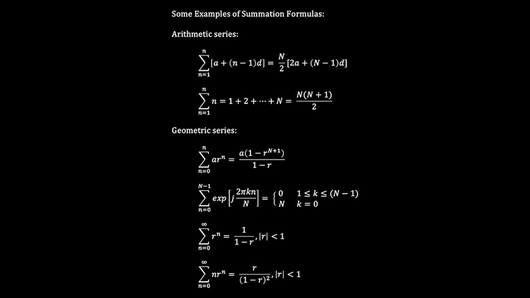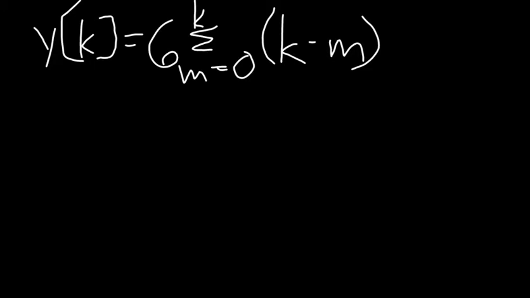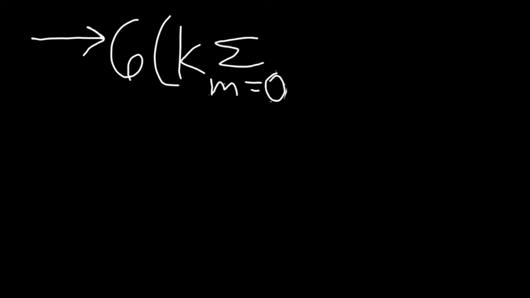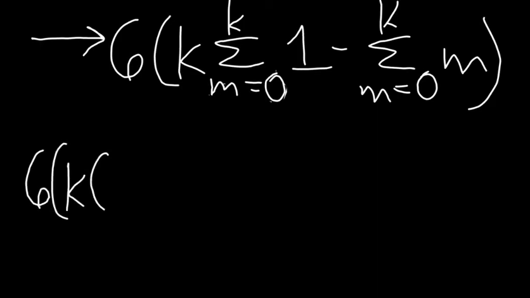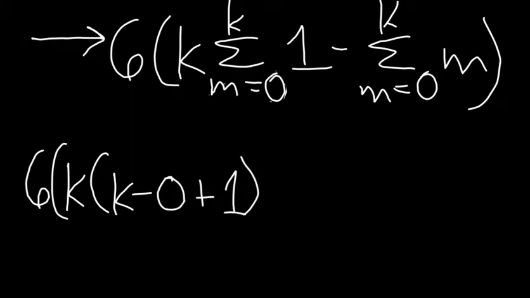So we're going to take our 6 times the summation from m equals 0 to k of k minus m, and separate that out. We're going to have 6 times k times the summation from m equals 0 to k of 1, because we can pull k out as a constant, minus the summation from m equals 0 to k of m. The summation of 1 turns into our upper bound, which is k, minus our lower bound, which is 0, plus 1. That's just the formula for any summation of 1.